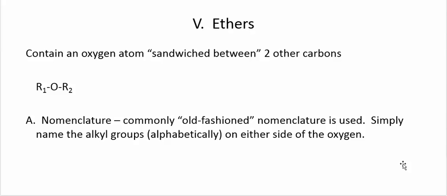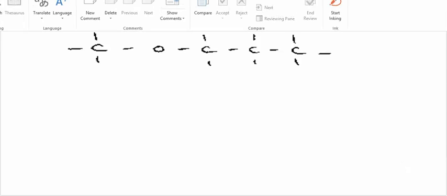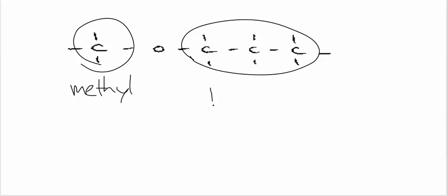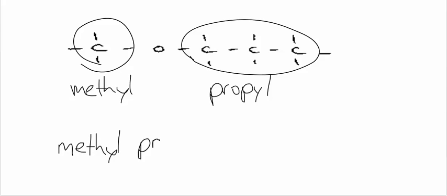Ethers. They contain an oxygen atom sandwiched between 2 other carbons, and we're going to use old-fashioned nomenclature, naming the alkyl groups alphabetically on either side of the oxygen. So here's an example of an ether. The alkyl group over here is methyl. Over here we have propyl. Nomenclature, just put those in alphabetical order. So methyl, propyl, and then ether.